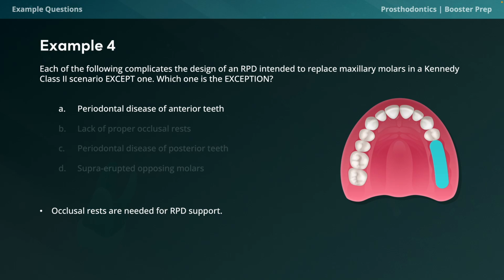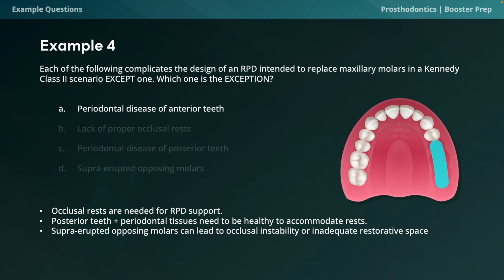so B is incorrect. And as I mentioned just now, we're going to need rests on the contralateral molars as well, so the health of the posterior teeth, along with their associated periodontal tissues, is a must, so C is incorrect. Finally, super-erupted opposing molars will result in inadequate restorative space and instability, so they'll complicate any RPD you'll ever design. The only option that stays clear of our anticipated design is A, because in this situation, we really don't rely on the anterior teeth for anything.